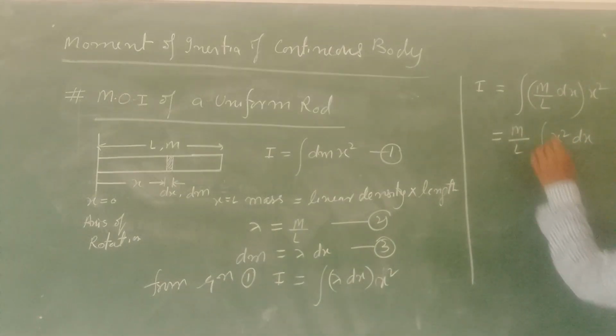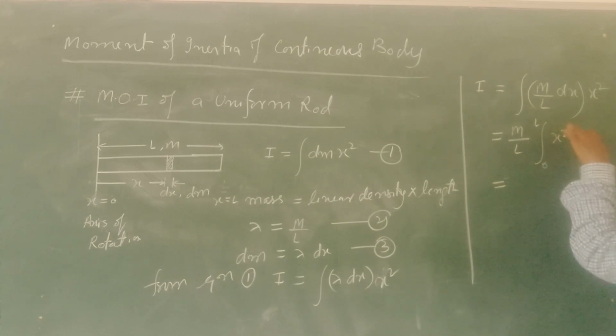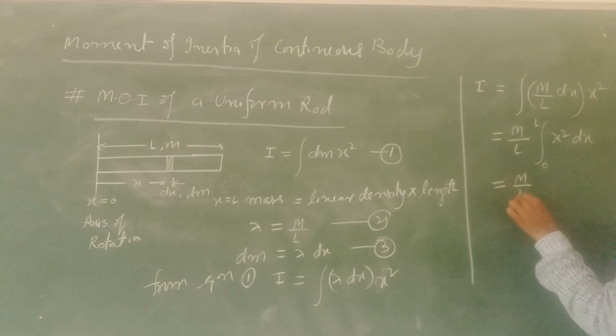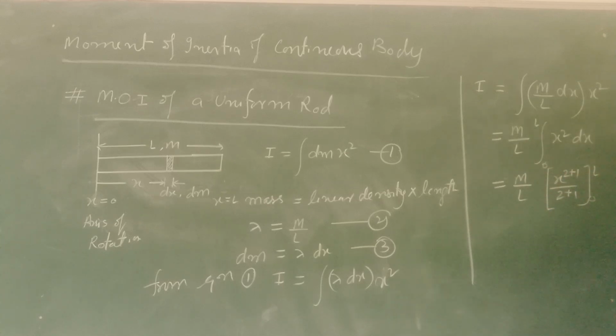We put the limit of x from 0 to L, and after integration of x square we will get x to the power 2 plus 1 upon 2 plus 1, limit 0 to L. So M by L times x to the power 3 divided by 3, and its limit is 0 to L.